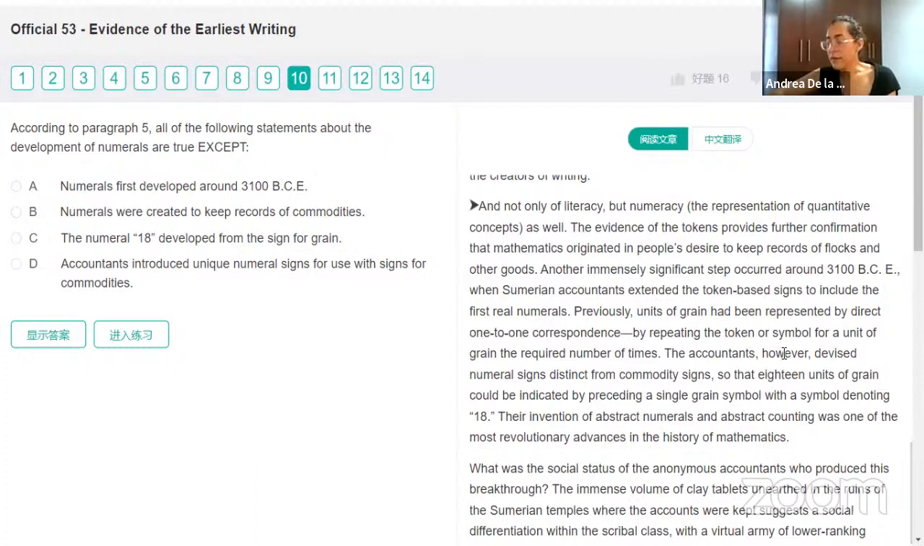The accountants, however, ahora sí nos interesa esta información, devised numeral signs distinct from commodity signs so that 18 units of grain could be indicated by preceding a single grain symbol with a symbol denoting 18. Entonces ya no se necesitaban 18 fichas o 18 representaciones, sino un símbolo para el grano y un símbolo de 18. Esto está relacionado a la C, así que veamos. Dice, the numeral 18 developed from the sign for grain. Is this true? ¿Es verdadero?